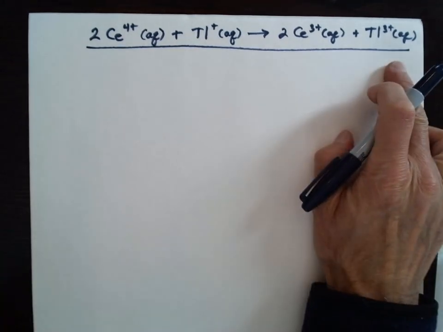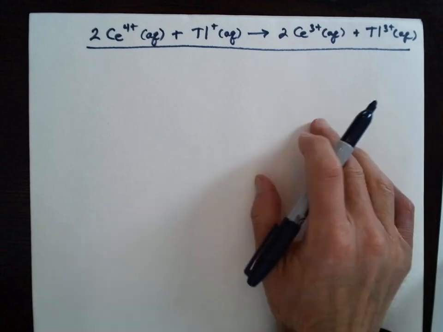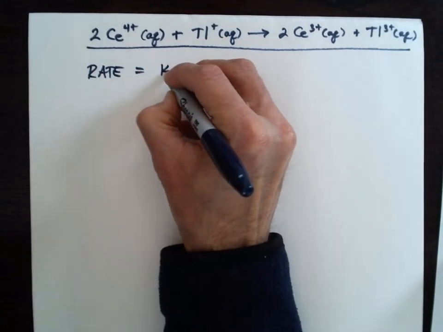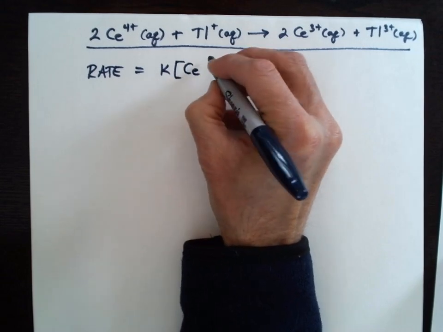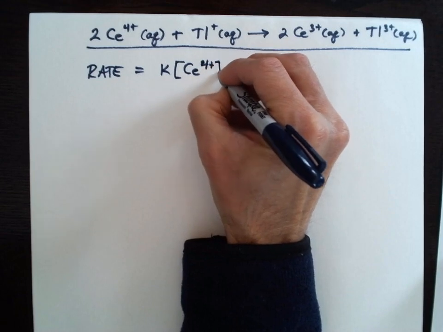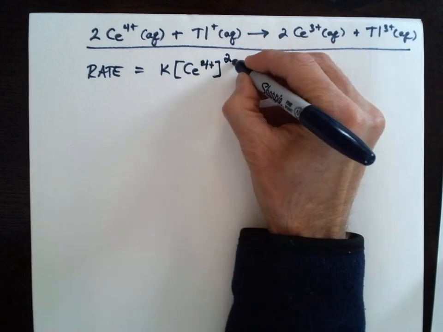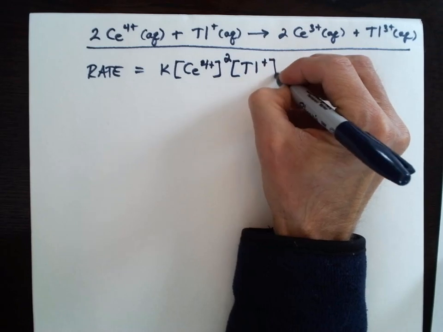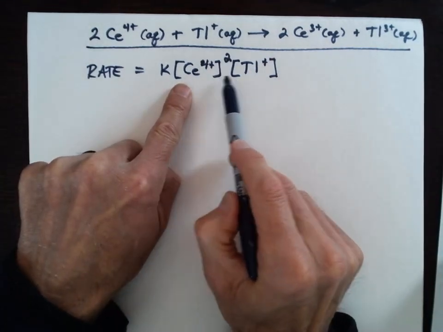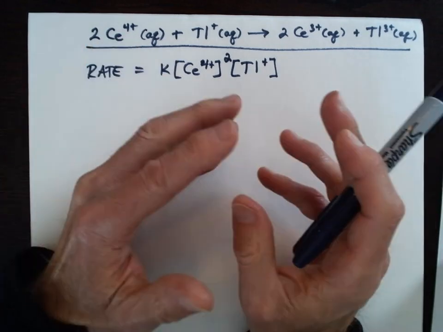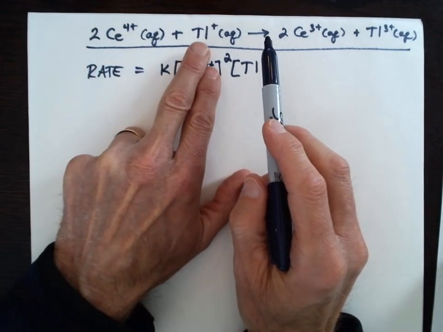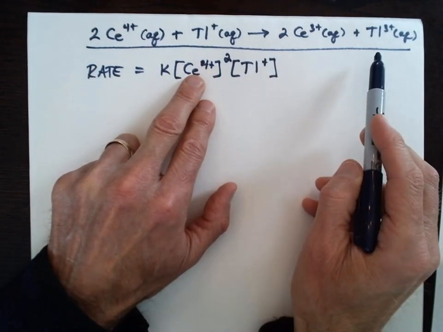And this is observed to be slow. And the rate law of this particular chemical reaction in the absence of a catalyst is observed to be the following. The rate is equal to our rate constant times the concentration of cerium-4 squared, to the second power, and thallium-1 to the first power. And so you should be able to see that this rate law is consistent with a termolecular process where 2 of these have to collide with 1 of these to go to products.